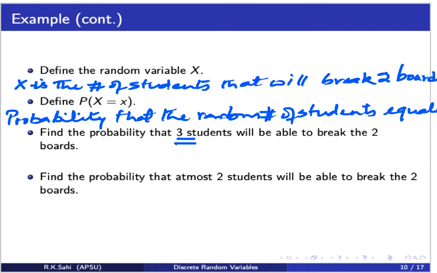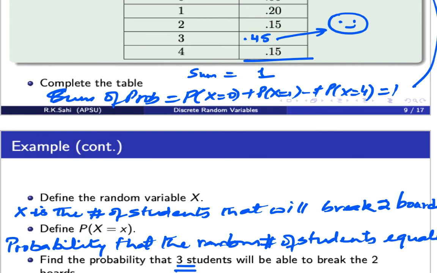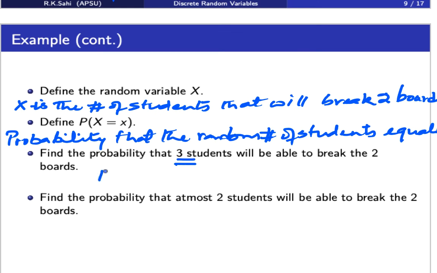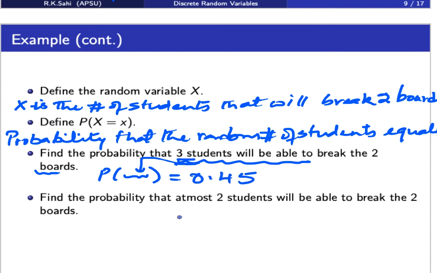Let's go back to the probability distribution table, guys. This is the number of students, and we actually found this in our previous slide. It's 0.45. The work's already done for us. So it is the probability of, this little squiggly line I'm having, so that's the probability 3 students will break. Basically what I'm doing is 0.45.